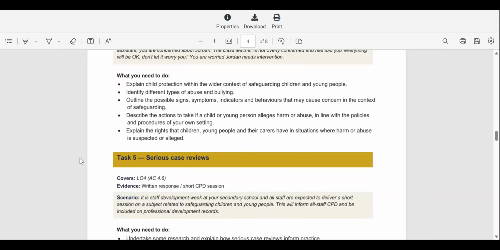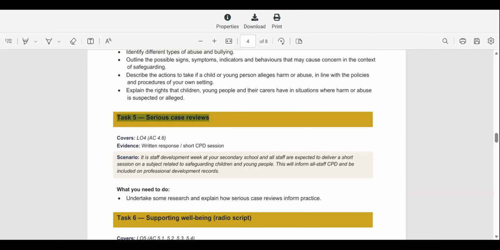Okay. So task 5 is here. It's serious case reviews. Here you're looking at learning outcome 4, 4.6. So after what we've just looked at, you look at the pages on serious case reviews. So we've looked at page 31, was it? Yeah, that's what you said. After 31 is 32, and it's all on serious case reviews. And it's learning outcome 4.